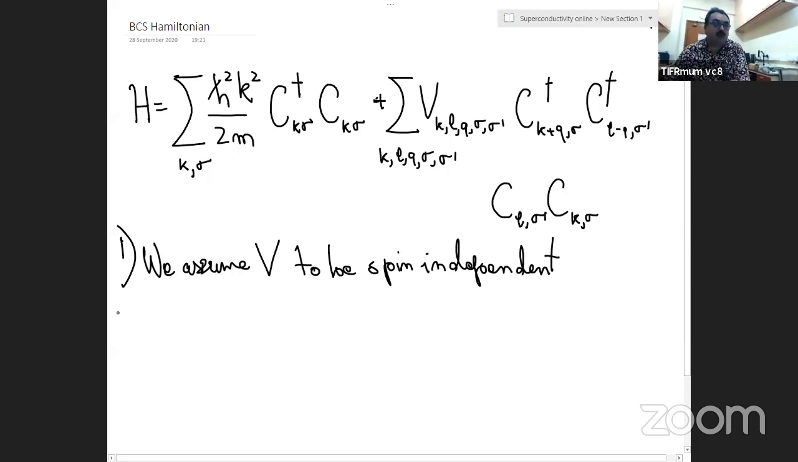If we really think that we have phonon-mediated superconductivity, the lattice vibration is what binds the Cooper pairs in the singlet state. Then of course the lattice vibration does not really care about the spin of the electron. The lattice essentially responds to the charge of the electron, so we can safely assume this interaction potential to be spin independent.